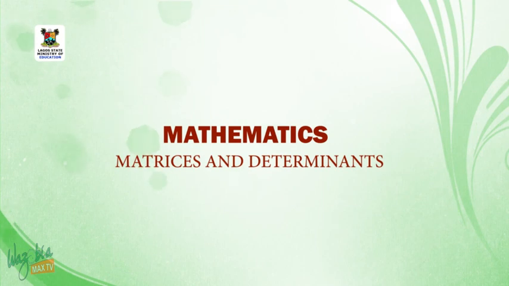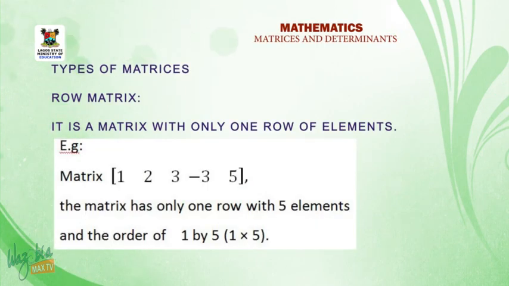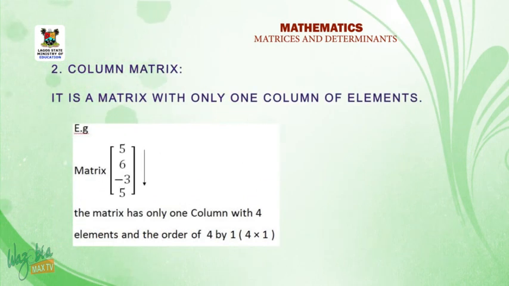Welcome back. Types of matrices. 1. A row matrix is a matrix with only one row of elements, e.g. the matrix 1, 2, 3, minus 3, 5. The matrix has only one row with 5 elements and is of order 1 by 5. 2. A column matrix is a matrix with only one column of elements, e.g. the matrix 5, 6, minus 3, 5. The matrix has only one column with 4 elements and is of order 4 by 1.